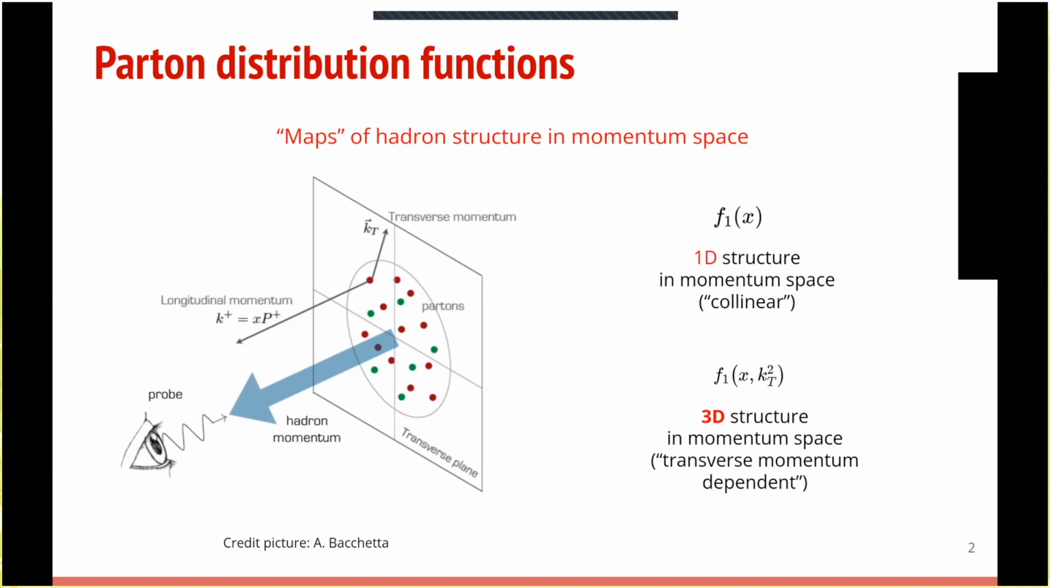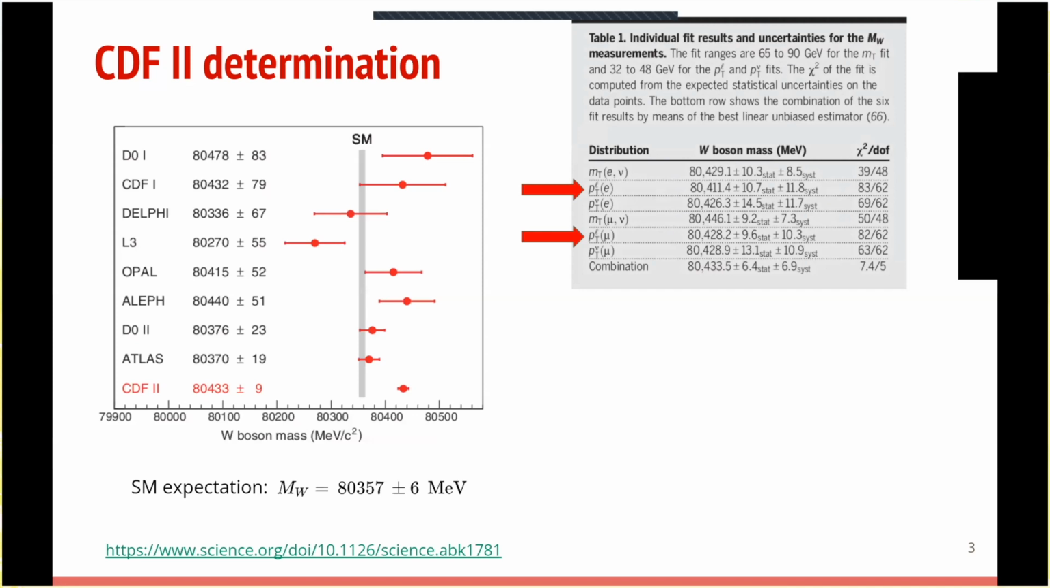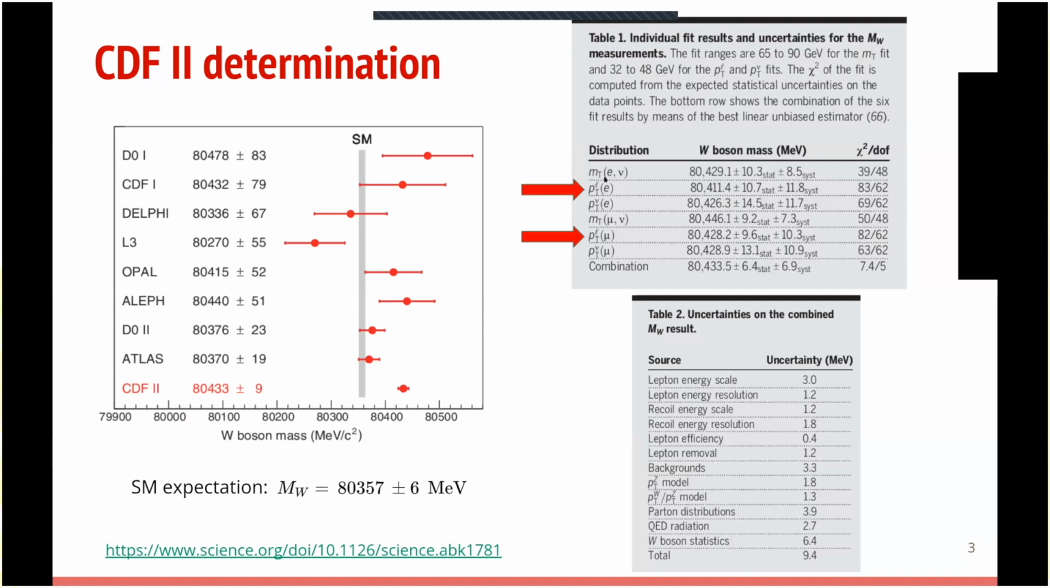But let me make the point. This is the determination of the W boson mass from the recent CDF2 analysis, which is in strong tension with the standard model expectation. And these two tables collect the determination of the W boson mass starting, for example, from the transverse mass or the electron transverse momentum or the muon transverse momentum. Here I'm highlighting pT of the lepton, electron and muon, because I want you to focus on the systematic uncertainties quoted for these quantities: 11.8 MeV and 10.3 MeV of systematic uncertainty.